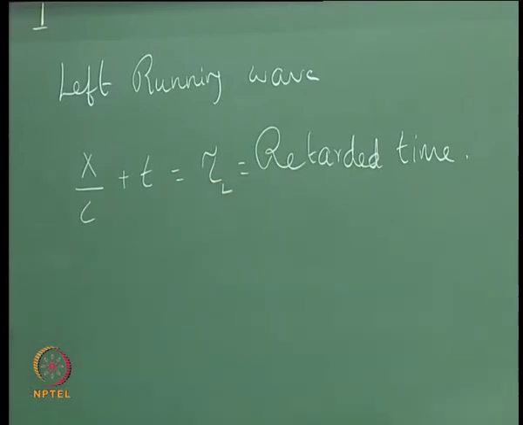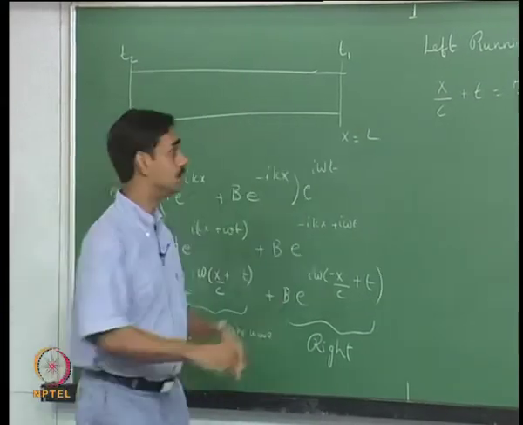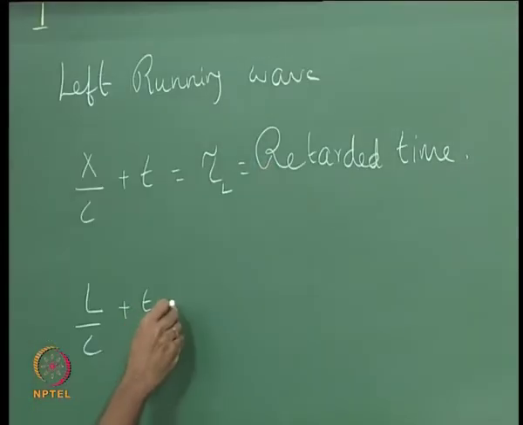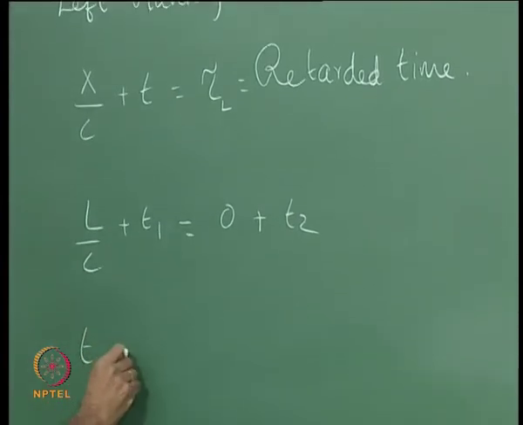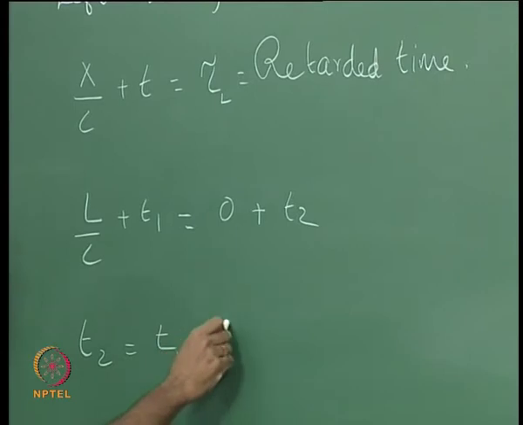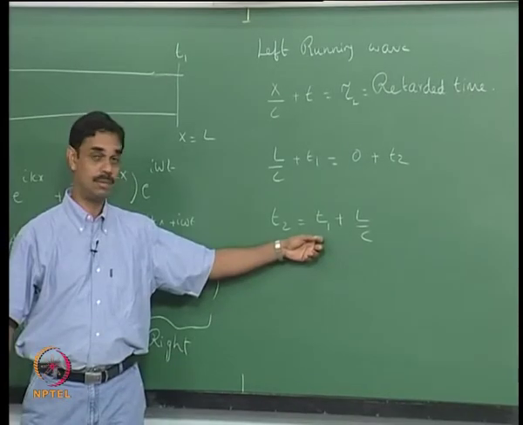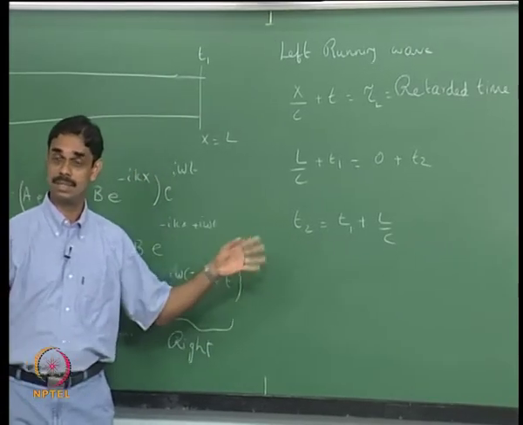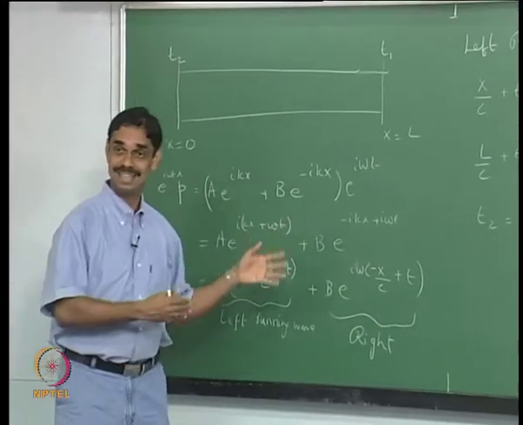So let us say you were at time t1 when the wave started from here and reached here at time t2. So at x equal to L, L over c plus t1 equals 0 plus t2. That means t2 equals t1 plus L over c. So this is consistent. The wave was first at t1, and then after some extra time L over c reached t2. This is consistent with our understanding. So although we have 0 less than L, that is working out.